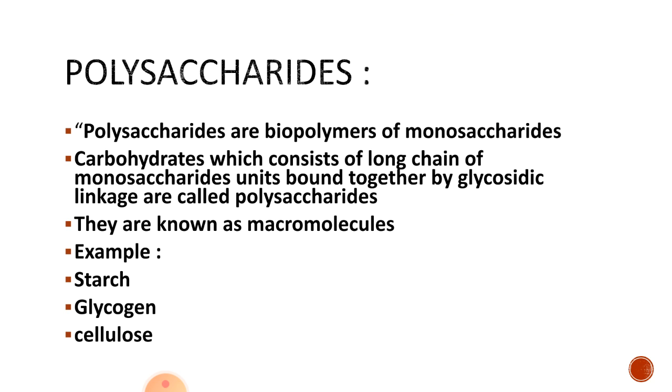Polysaccharide is the next type of carbohydrate. Polysaccharides, poly means many saccharide units will be there, so they are the biopolymers of monosaccharide. Biopolymer means the polymers, the higher molecules, the larger molecules which are required for the living organism. They are called the biopolymers of monosaccharide, or we can say that monosaccharides are the biomonomers of polysaccharide. Carbohydrates which consist of long chains of monosaccharide units bound together by glycosidic linkage are called polysaccharides. They are also known as macromolecules. Their examples are starch, glycogen, cellulose, etc.